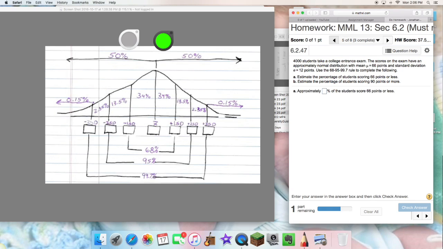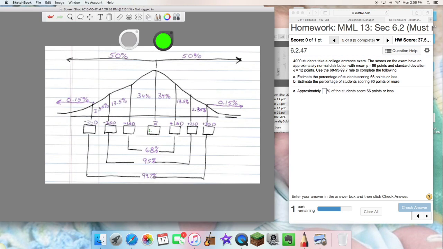We just need to know that the standard deviation is 12. So we know we have a mean of 66. Well, that's easy enough. We have a mean of 66. Let's change that color out. Let's go back to red. That seems a little bit easier to read.